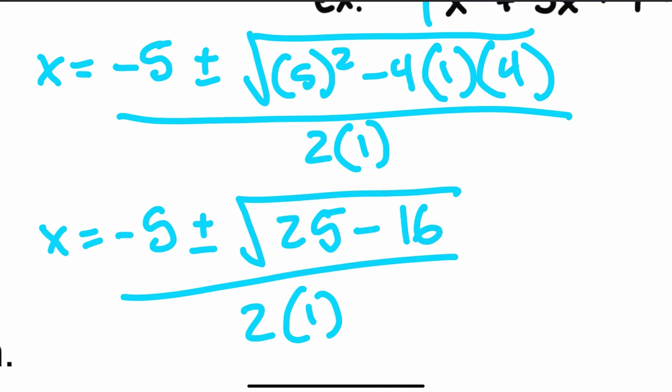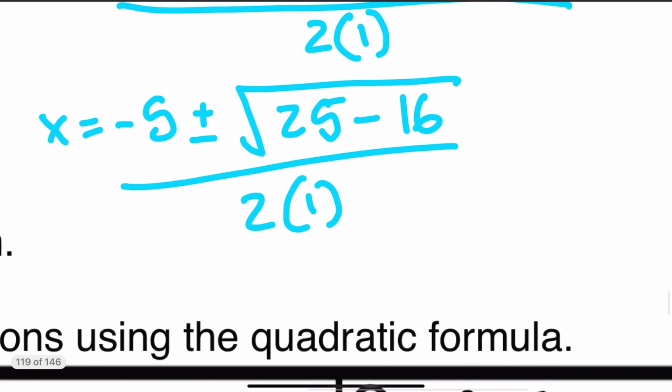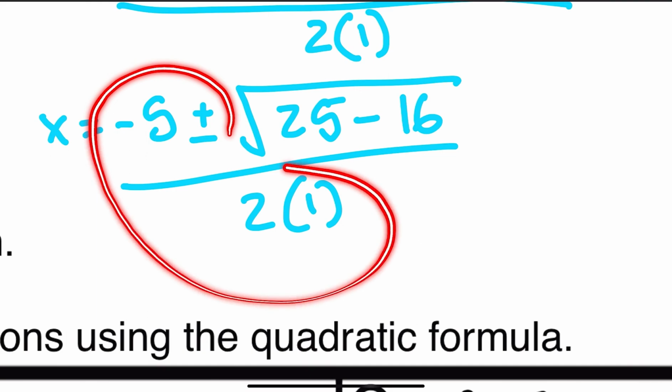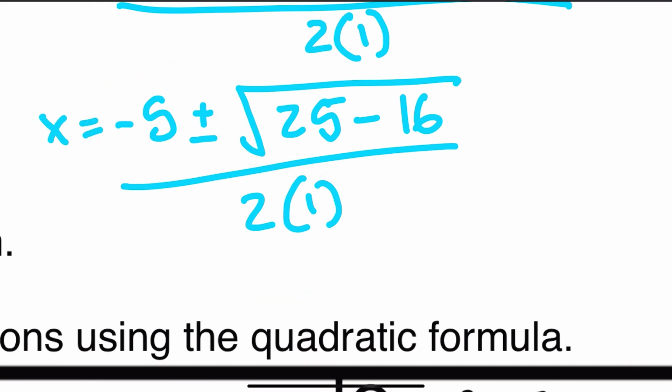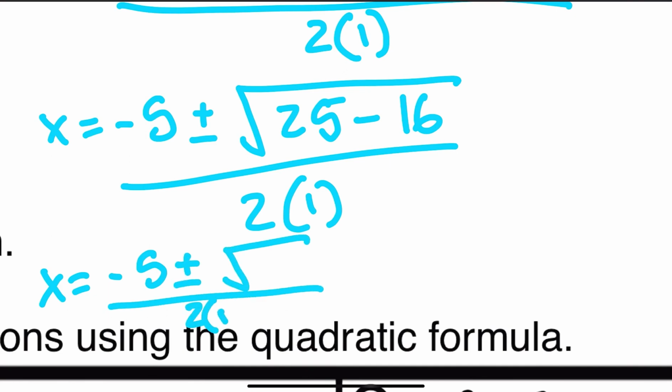I still need to keep going with that. So let me do it. Again, I'm going to just rewrite this. I want everything else to stay the same. The only thing that's going to change is what's underneath that radical sign. So I'm going to keep all this. I'm going to do 25 minus 16. 25 minus 16 is going to be 9. So I got 9 underneath my radical.